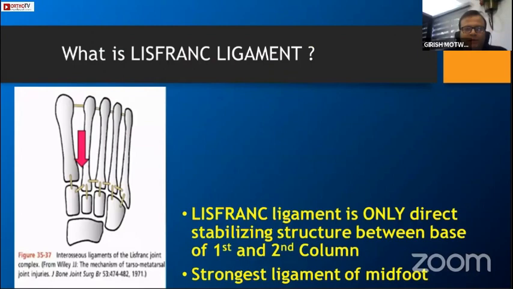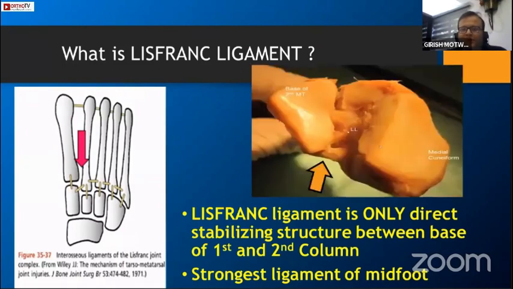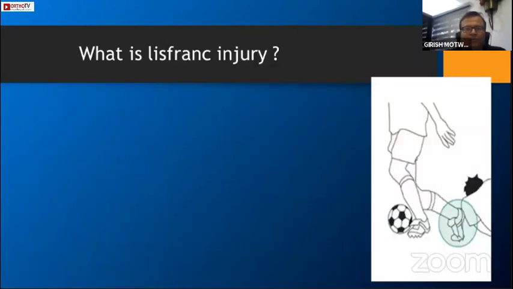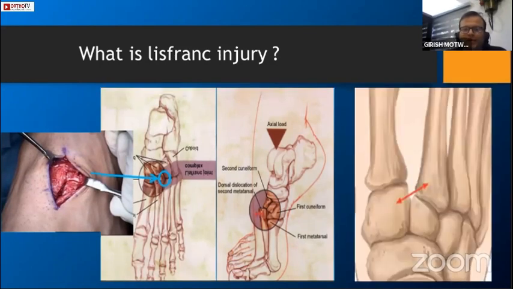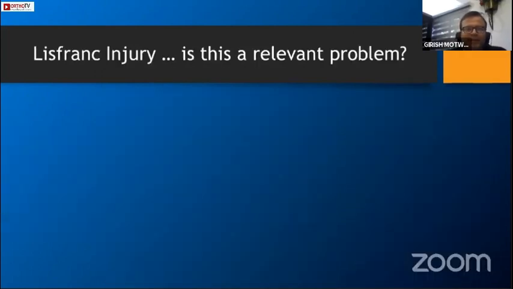The Lisfranc ligament is the only stabilizing structure between the base of the first and the second column, and is one of the strongest ligaments of the midfoot. These are the anatomical pictures showing the extension of the Lisfranc ligament from the base of the second metatarsal to the medial cuneiform. How does this injury happen? It is overloading in the plantar flexed position, which allows dorsal subluxation of the second metatarsal from its stiff area of the transverse arch, and this leads to the injury. Also, hyperabduction of the forefoot over the midfoot leads to diastasis of the first and second metatarsal, and this is labeled as a Lisfranc injury.